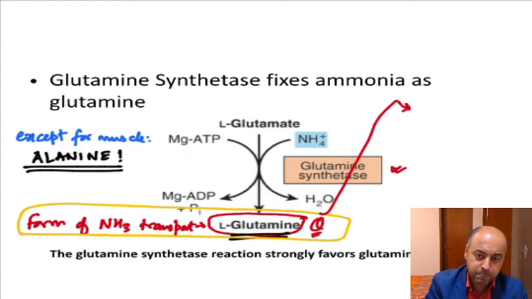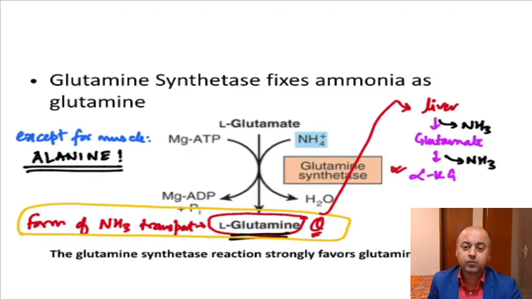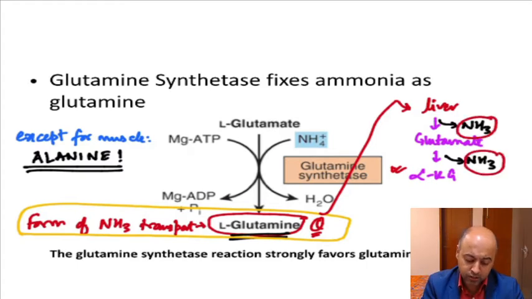Okay. So in the liver, the glutamine will get converted to glutamate. Glutamate will get converted to alpha ketoglutarate, and in both cases we get free ammonia. Now this ammonia is available to participate in the urea cycle reactions.